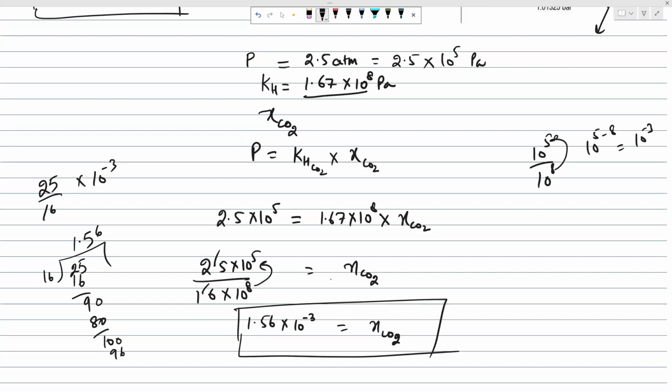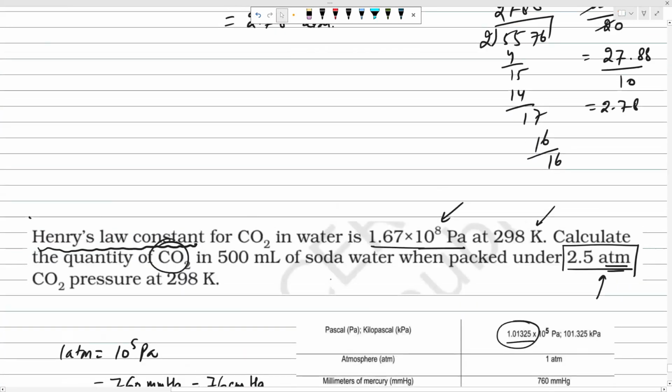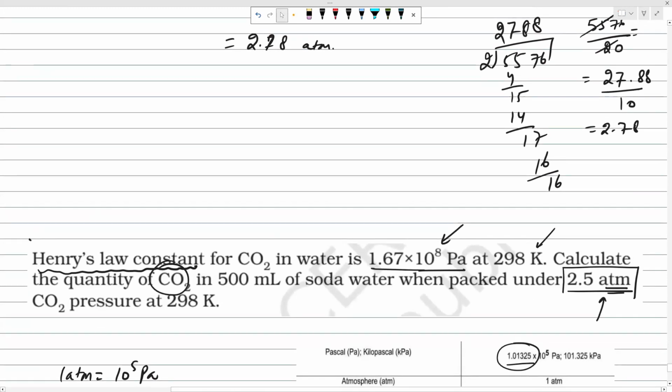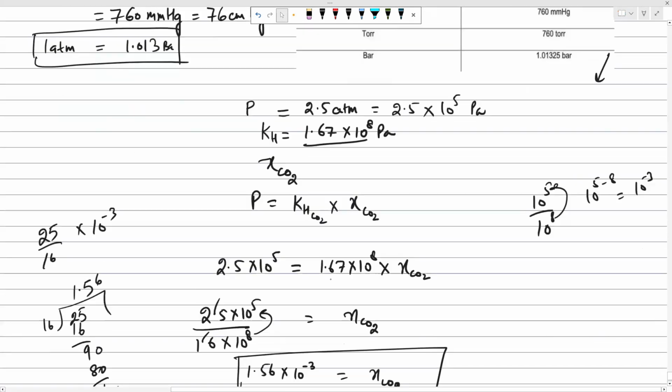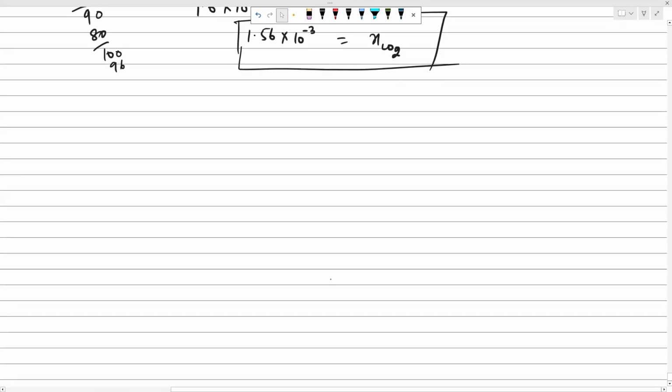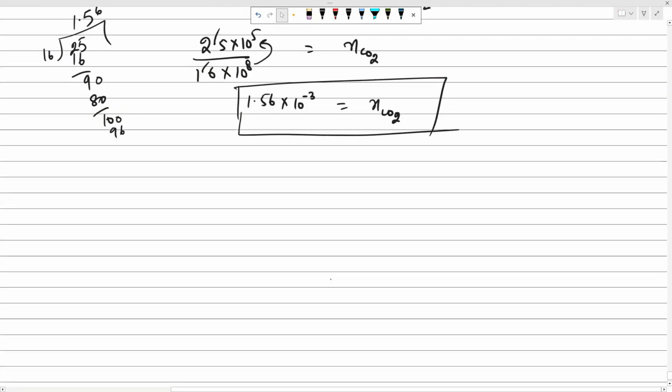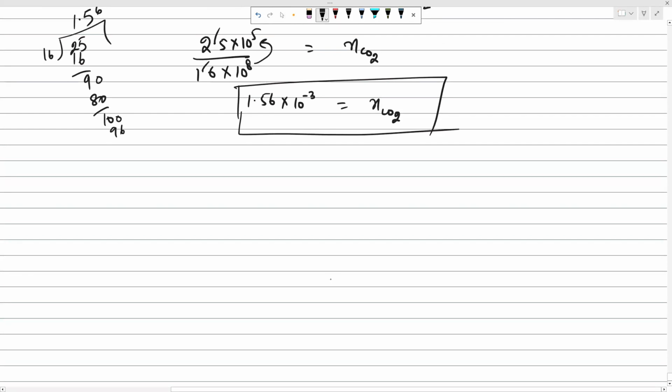Now what is being asked is to calculate the quantity of CO2 in 500 ml of soda water. So the quantity of CO2 is asked for. Since this is the mole fraction, you can estimate that the value of this one is very less in comparison. If I ask you, the mole fraction of water in this one will be 1 minus this value. This is the mole fraction of water.